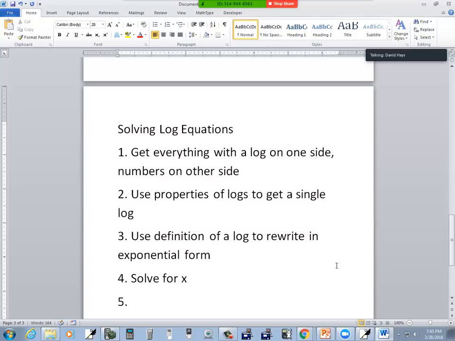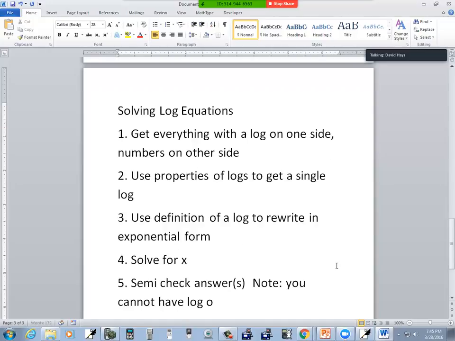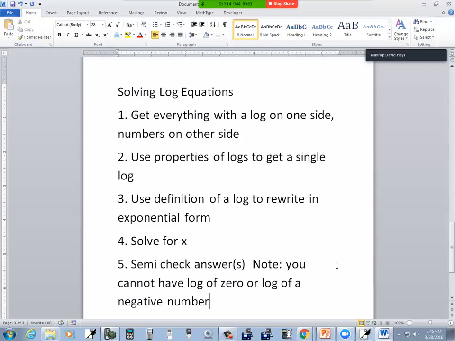Actually, let me write semi-check your answers. You cannot have log of 0 or log of a negative number. You don't need to fully check it. You just need to make sure it doesn't cause any of those cases.